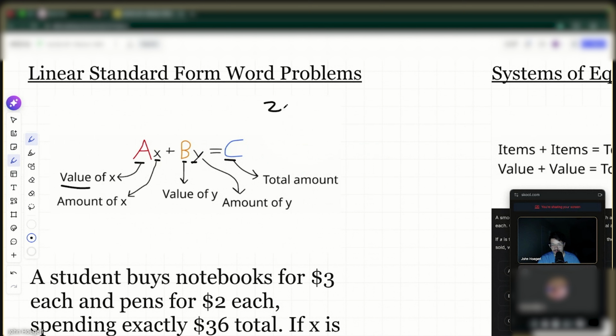So it could say maybe we have bread that costs $2 each. So I say 2x because that's $2 bread. And let's say we have milk that costs $4 each. So we could say 4 times y. And then we just have that being equal to c. So the x represents the amount of bread, y represents the amount of milk, and then c is the total amount, and this is the price of everything.